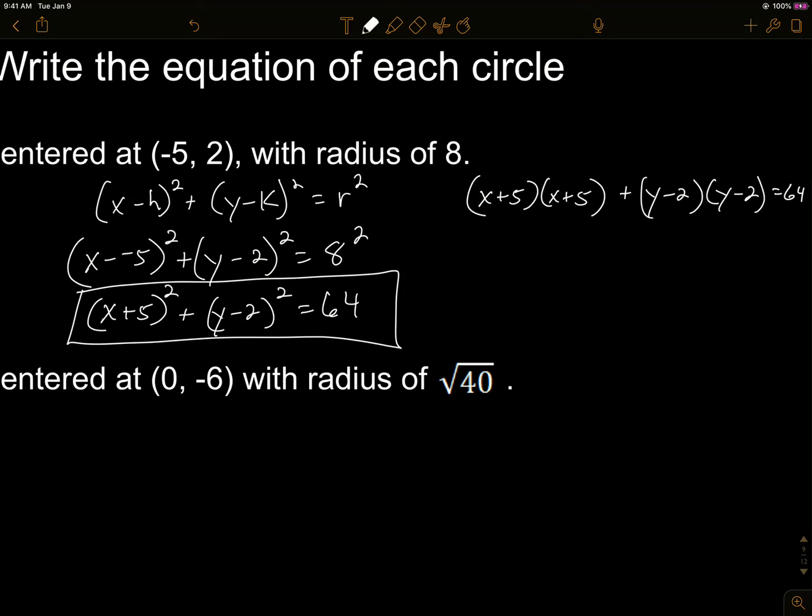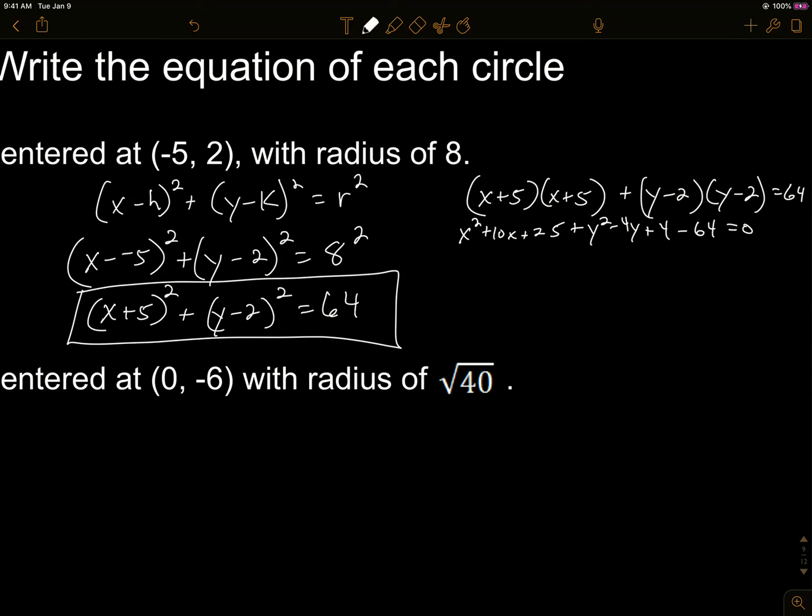If I wanted general form, I'd have to square the x plus 5. So that gives me x squared plus 10x plus 25. Then I'd have to square the y minus 2 part. I get y squared minus 4y plus 4, minus the 64 equals 0.